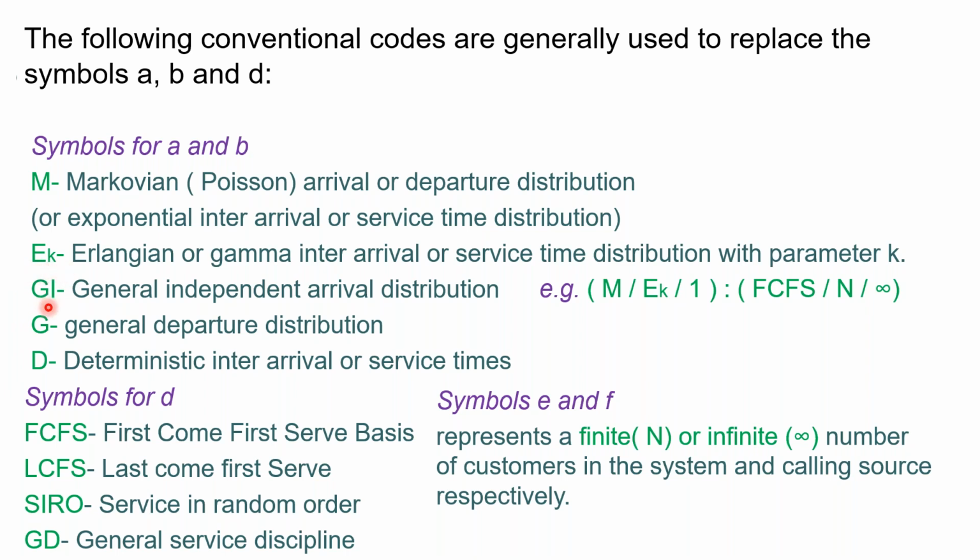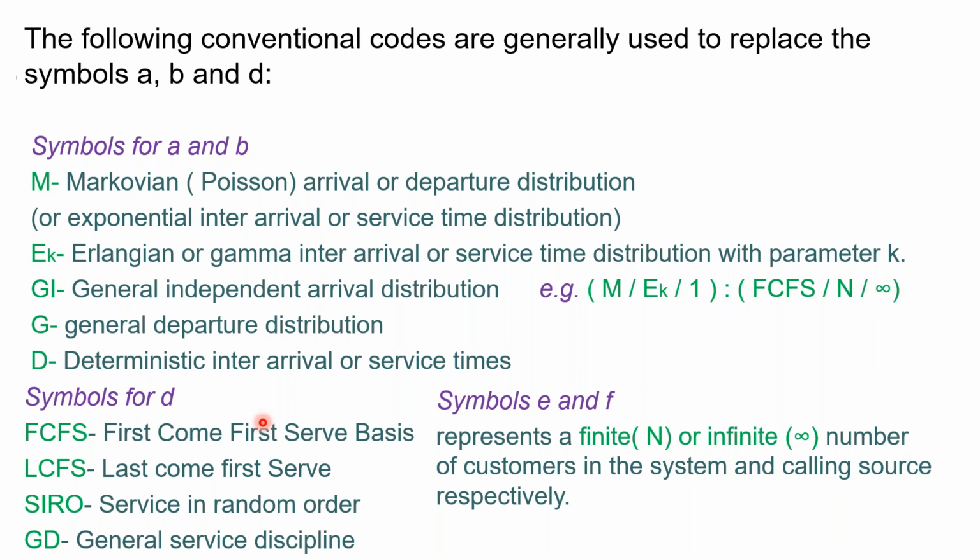Now it can also be replaced by GI if it follows a general independent arrival distribution. It can also be represented by G if it follows a general departure distribution. These are the kinds of distribution that your arrival rate or your service rate follows. Now it can have a symbol representing D. This D represents deterministic inter-arrival times or service times.